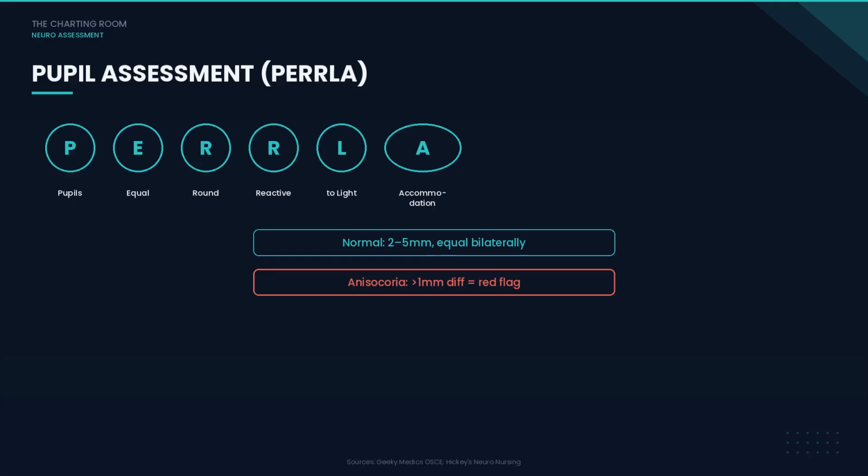Reactivity matters as much as size. Shine light into one eye, that pupil should constrict, and so should the opposite pupil, that's the consensual response. A pupil that is fixed and dilated, especially a new finding on one side, suggests compression of the third cranial nerve, often from rising pressure pushing the brain against it. This is a late, ominous sign. Don't wait to report it.